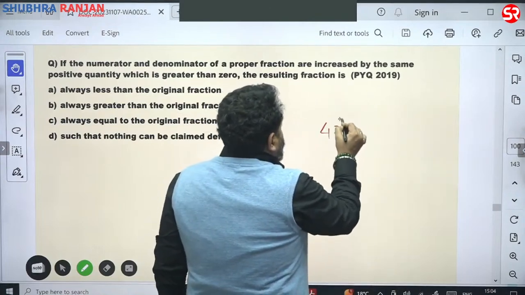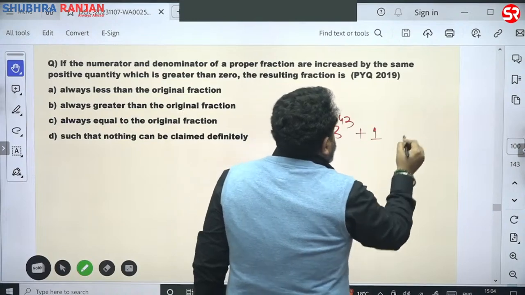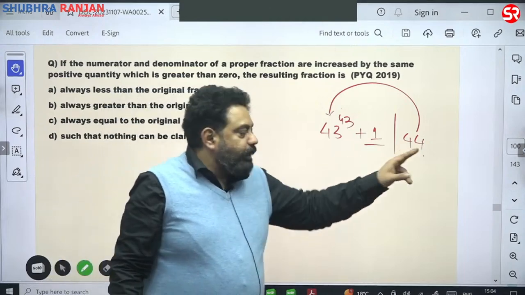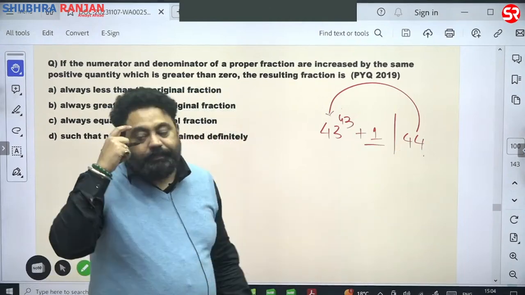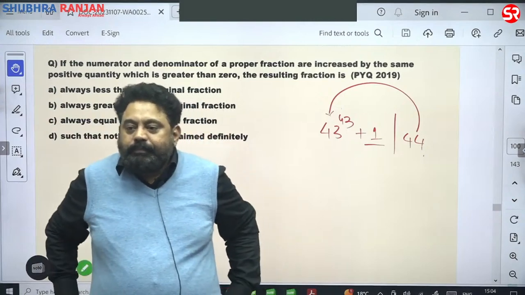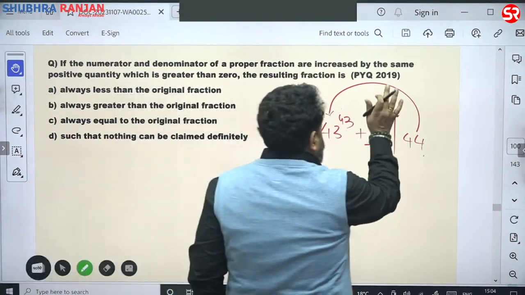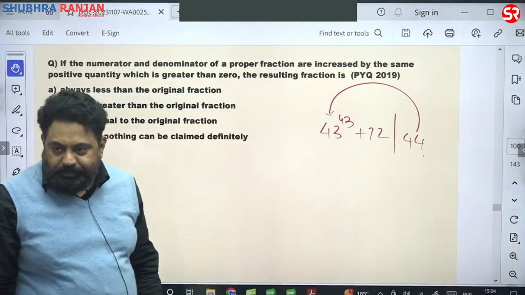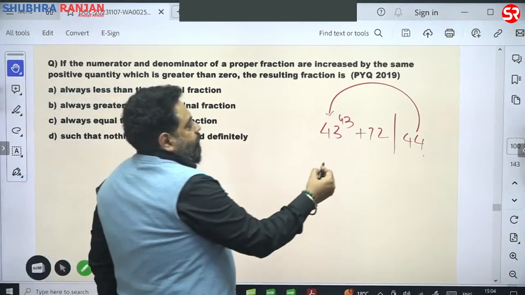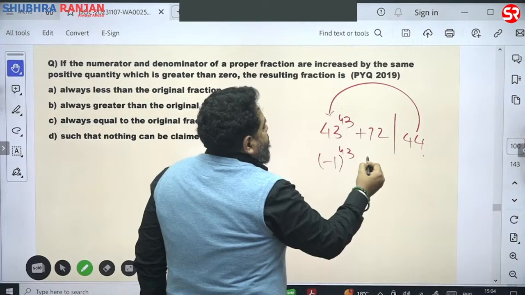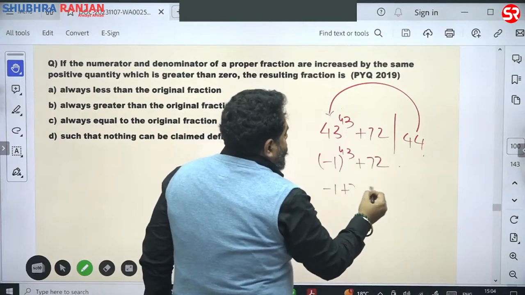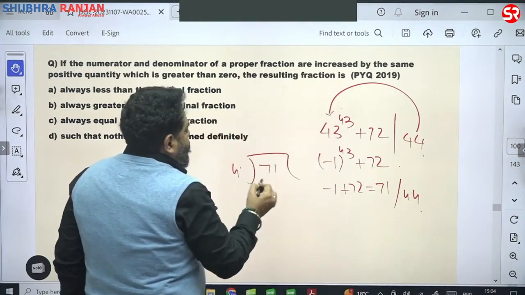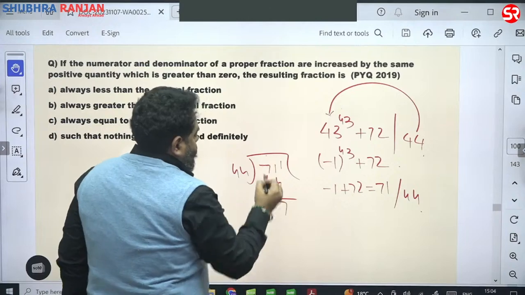That is the reason when we thought of 43 to the power 43 plus 1 divided by 44. I checked this only, because 1 would actually give you 1 only. So 43 to the power 43 plus 72 is minus 1 to the power 43 plus 72, which is minus 1 plus 72, which is 71, divided by 44. So 71 divided by 44 gives remainder 27.